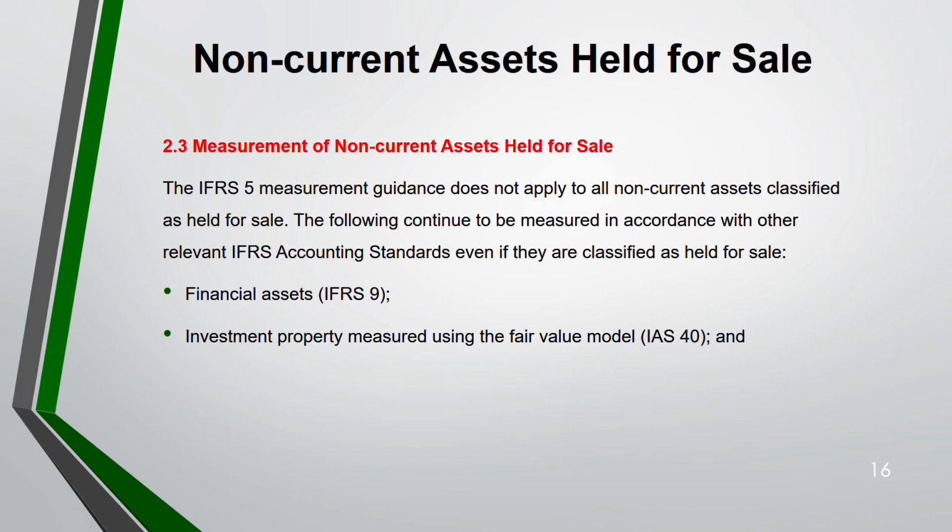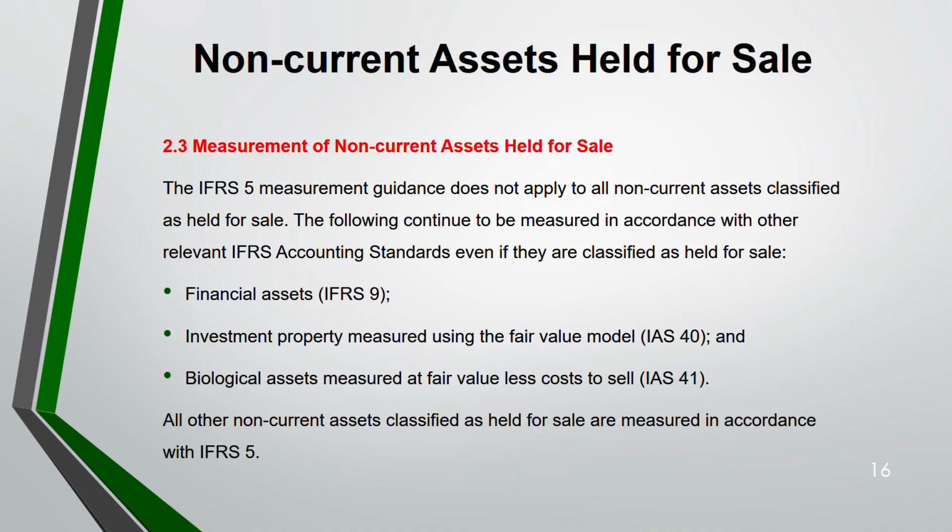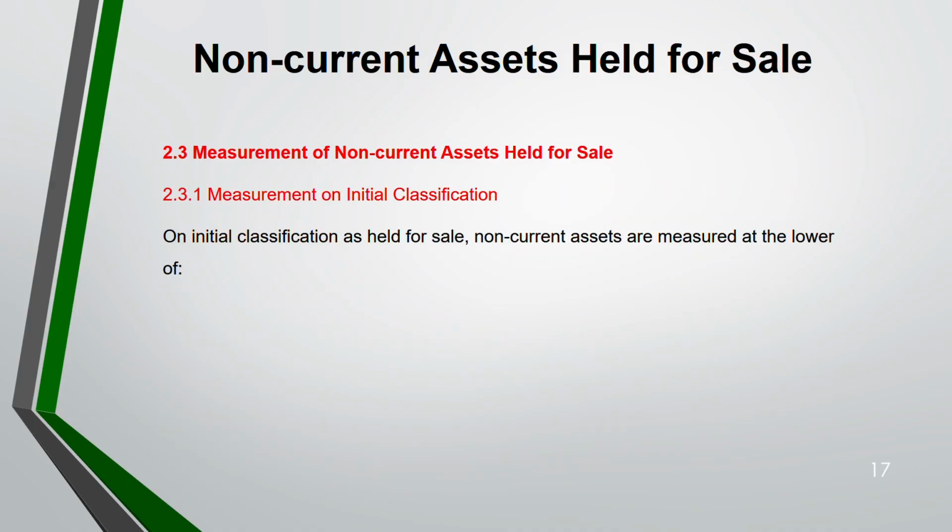And by the way, IAS 40 I have covered, so you have to watch my previous lecture. Then biological asset at fair value less cost to sell. For that we are going to use IAS 41, and IAS 41 also I have covered. So these three assets, financial asset, investment property and biological asset, will be measured using a specific standard, not IFRS 5. Other than these three, all the other non-current assets that are classified as held for sale will be dealt with according to IFRS 5.